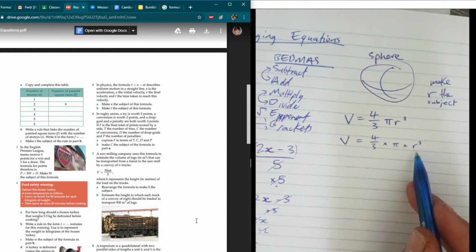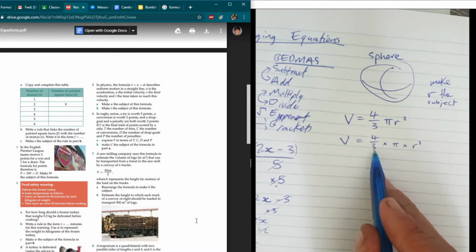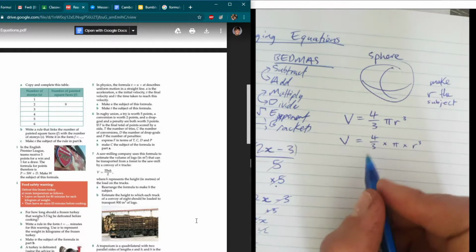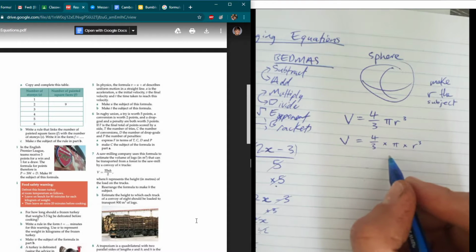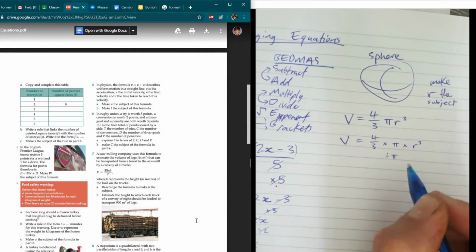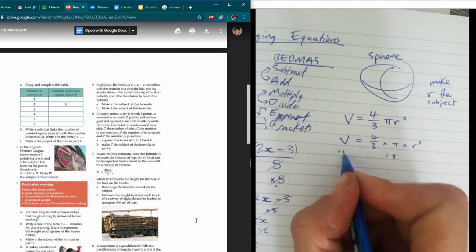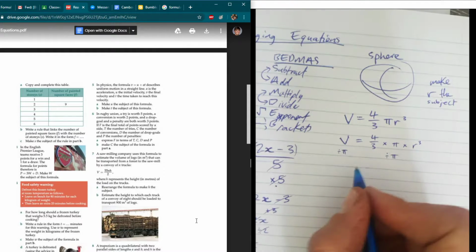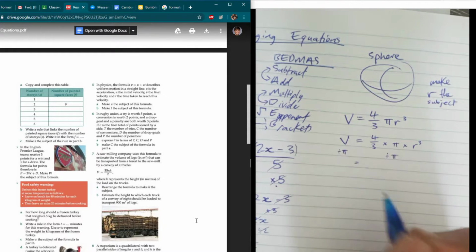So we want to get rid of that pi and we want to get rid of that 4 over 3. So let's start with the easiest one. Pi is just a number. It's this really long number, infinitely long in fact. So what we're going to do to get rid of a times pi is we can just divide by pi, because it's just a number. So if we're dividing by pi on the right hand side, we're going to divide by pi on the left hand side as well. We'll keep our equal sign nice and centered.